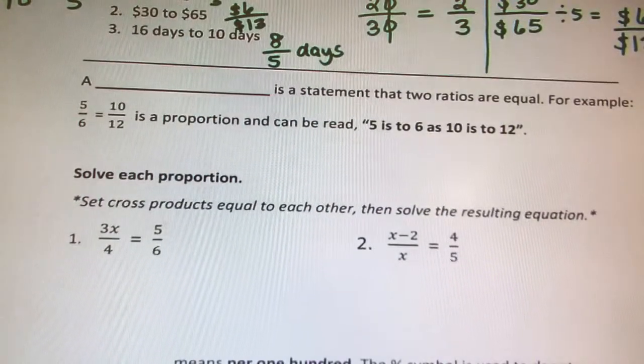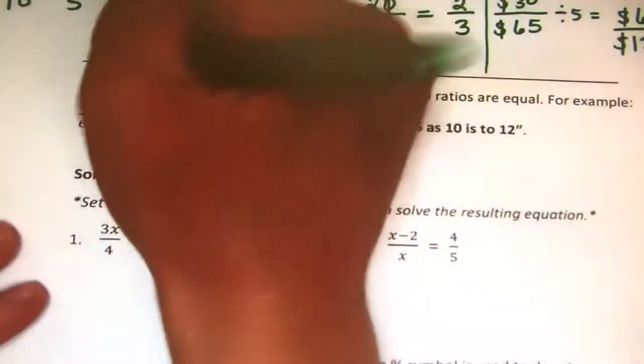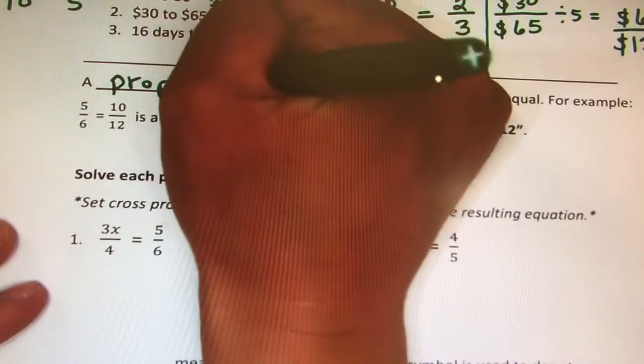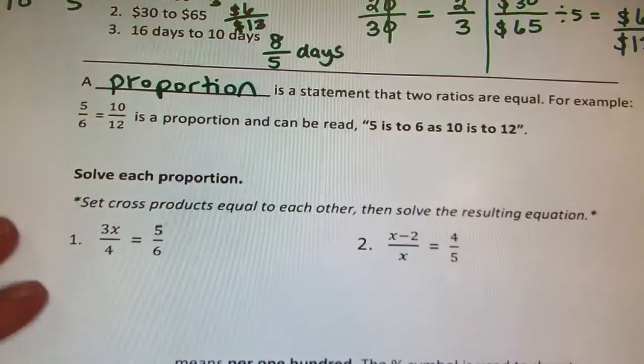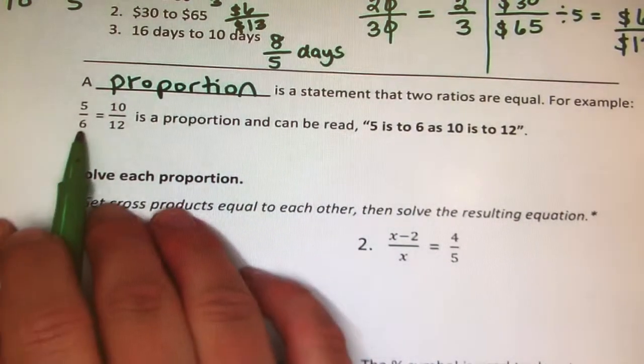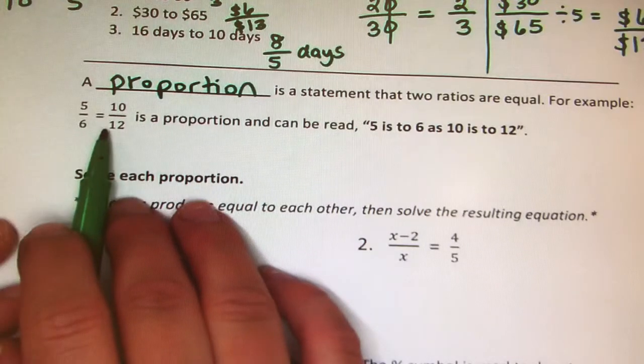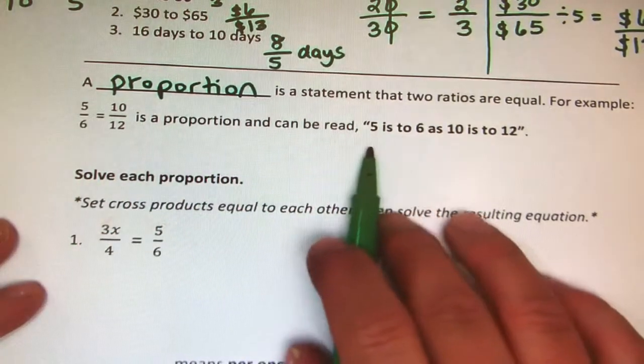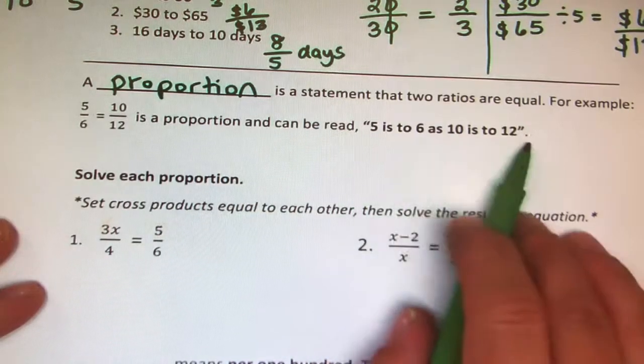The next thing we're going to talk about is what's called a proportion. A proportion is a statement that two ratios are equal. So for example, if I say the ratio 5 over 6 equals 10 over 12, that is a proportion, and we can read that as 5 is to 6 as 10 is to 12.